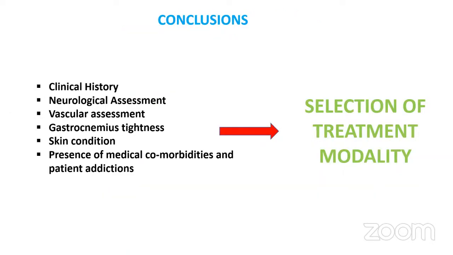Just summing up everything, it's a very huge topic, and I wanted to highlight what is possible and what can be done in these patients. Proper clinical history, proper neurological assessment, vascular assessment, assessing for gastrocnemius tightness, and looking at the skin condition all help to select the treatment modality for the patient. And above all, we have to match the patient's expectations, whether it is only pain relief that they are looking for, or a correction of the flatfoot. Thank you all so much.